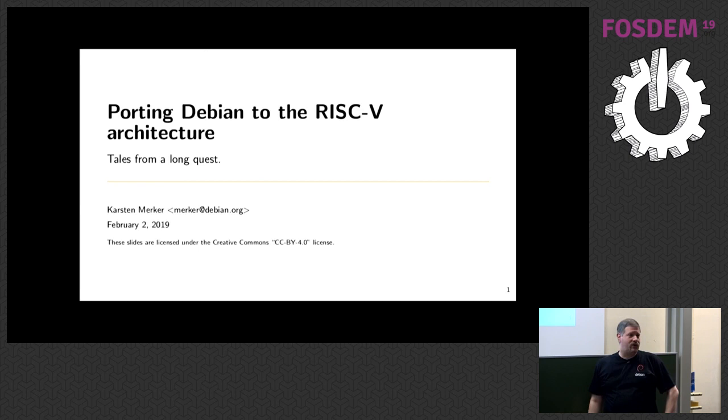And today I'm going to tell you the story of how the Debian RISC-V port came to life, what we have achieved until now, which obstacles we had to tackle to add a completely new architecture to a binary distribution like Debian. I'll show you what we have achieved, what we are planning to achieve, and give you an outlook about what we hope to have within the next 1 and 2 years.